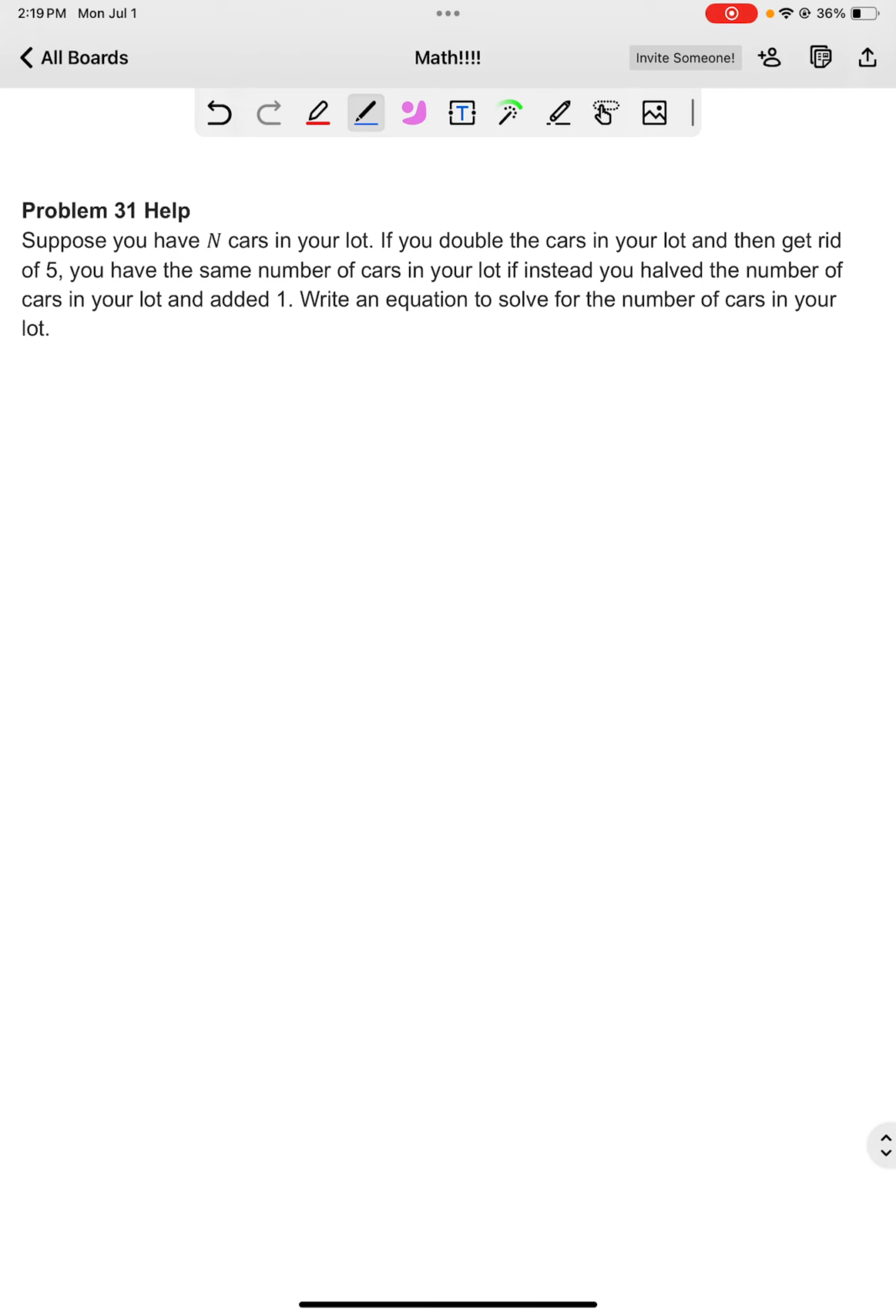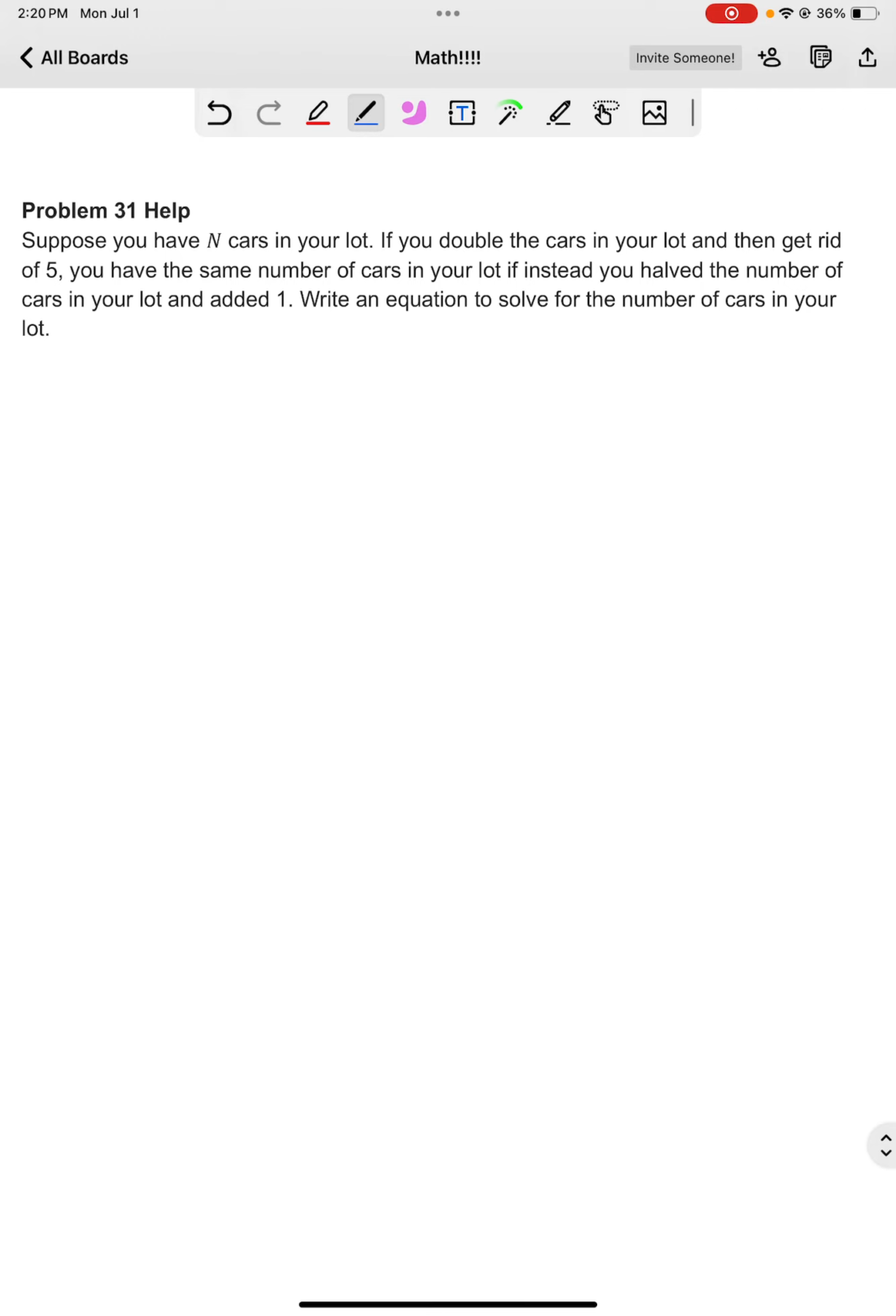So notice that we're not actually going to solve, right? The thing that it wants us to do is to write an equation that we would use to solve. Okay, so we're just going to try to set up that equation. And what we're working with is the variable n, right? There's some capital N number of cars in our lot. And it says if we double the cars in a lot and then get rid of 5, you have the same number, okay? So when you see same number, you should be thinking equals sign, okay? You should be thinking equals sign.